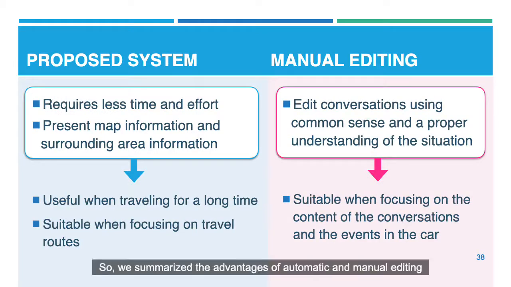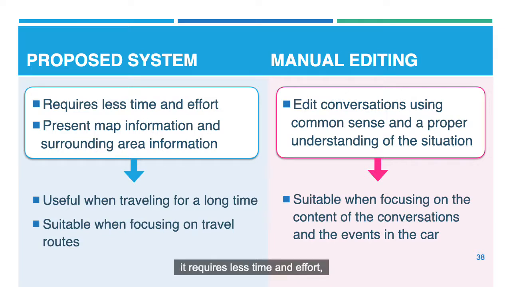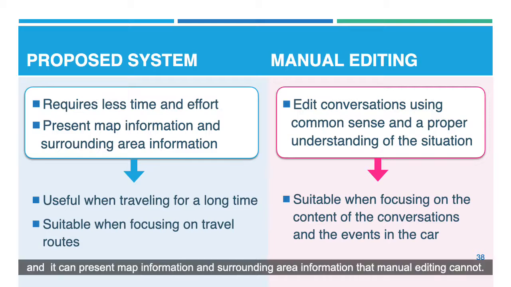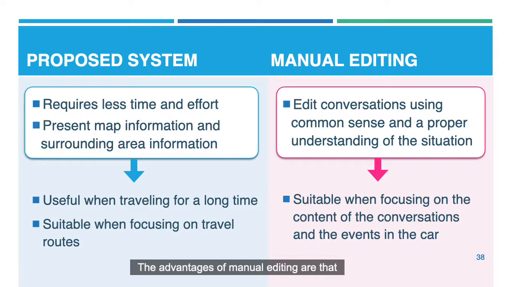So, we summarized the advantages of automatic and manual editing based on our comparative evaluation experiment and interview results. The advantages of the proposed system are that it requires less time and effort, and it can present map information and surrounding area information that manual editing cannot. The advantages of manual editing are that it allows the editing of conversations using common sense and a proper understanding of the situation.